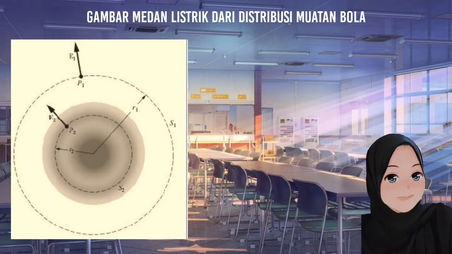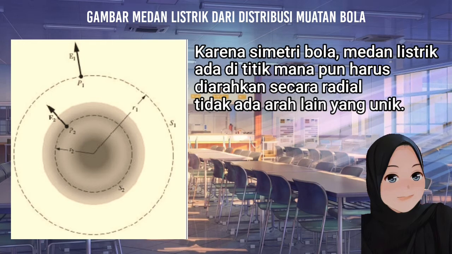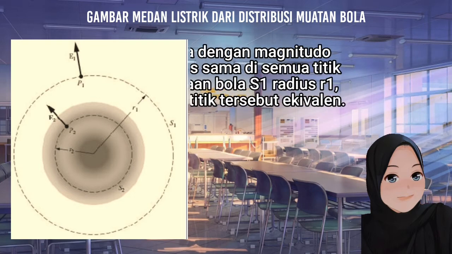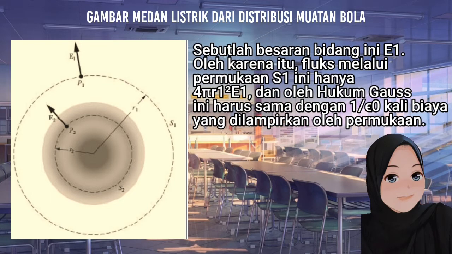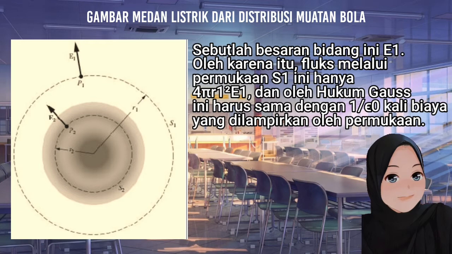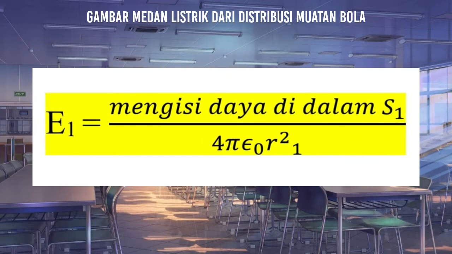Consider the electric field of a spherical charge distribution. Because of the spherical symmetry, the electric field at any point must be radially directed. No other direction is unique. Likewise, the field magnitude E must be the same at all points on a spherical surface S1 of radius R1, for all such points are equivalent. Call this field magnitude E1. The flux through this surface S1 is therefore simply 4π R1 squared E1, and by Gauss' law, this must be equal to 1 per epsilon 0 times the charge enclosed by the surface. Or, look at this equation.